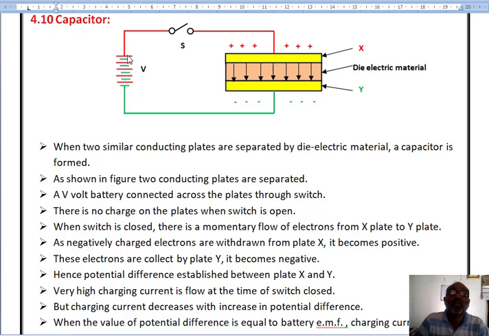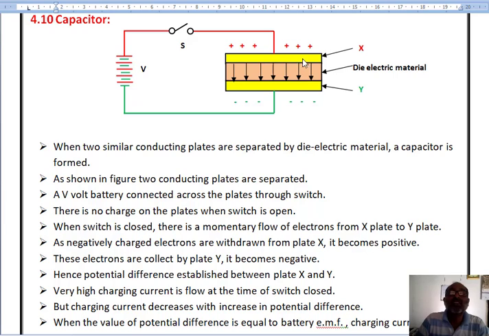So do you understand? When we give EMF, electromotive force, to these plates, whatever electrons are available in the X plate are moved towards the Y plate. So the negative charges, electrons, are withdrawn from this X plate. That's why the net charge of this X plate becomes positive. Similarly, whatever electrons are withdrawn from this X plate are collected by this Y plate. Due to this, the Y plate becomes negative.